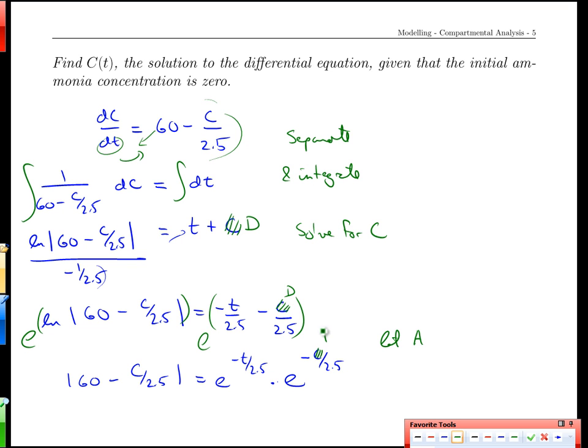Fortunately, it's not going to matter. We're going to get rid of it right now. But we're going to let A equal e to the minus D over 2.5. And again, we're going to have that plus or minus because we have these absolute values on the left-hand side. We don't know when we take them away what's going to happen with the signs. We'll lump that into A. We'll continue this on the next page so it isn't too cramped.